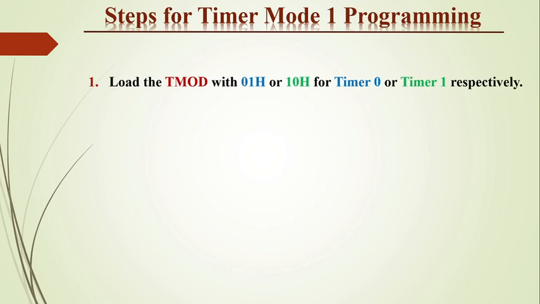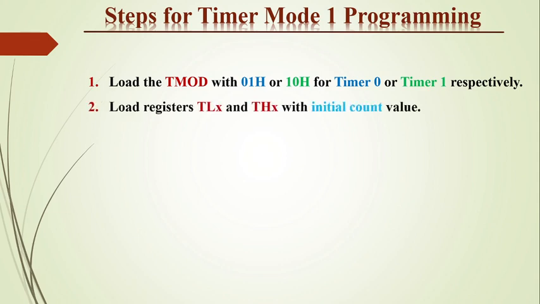So here are the steps for timer mode 1 programming. First, load the T-mode with value 01H or 10H for timer 0 or timer 1 respectively. Second, load registers TLX and THX with the initial count value. In the next slide, we will see how we can calculate this initial count value to load into these TLX and THX registers. Now the third step is to start the timer by making the TRX bit equal to 1.